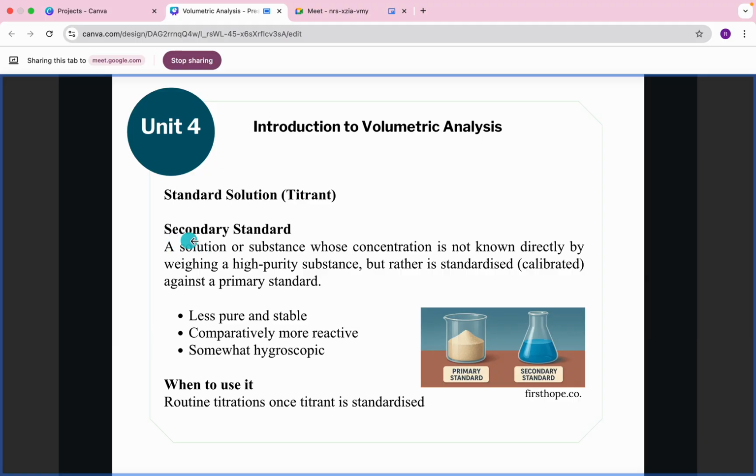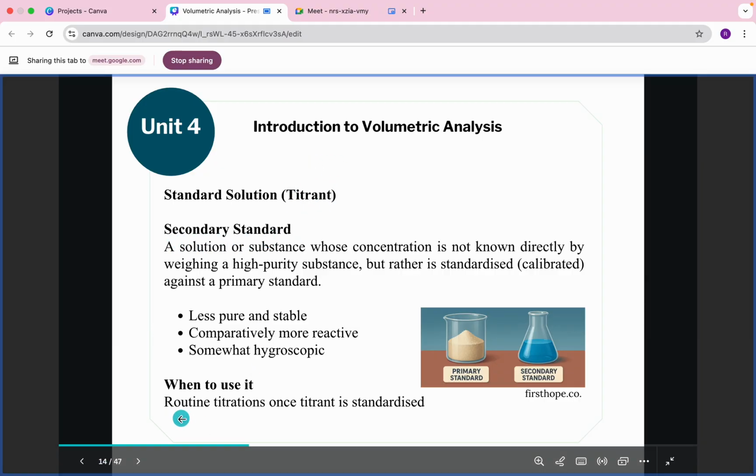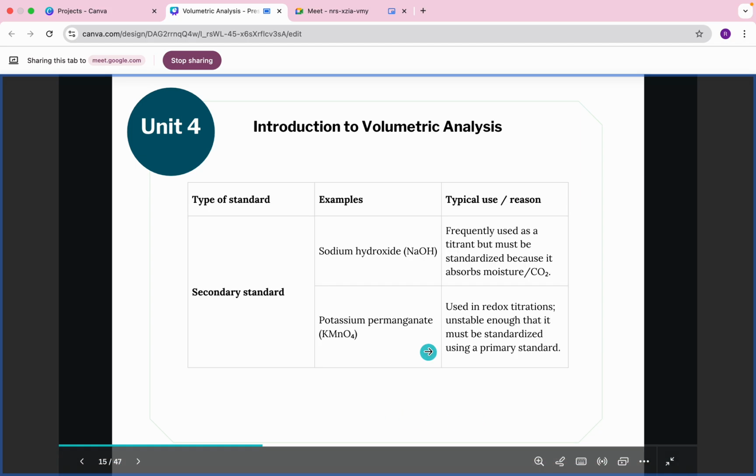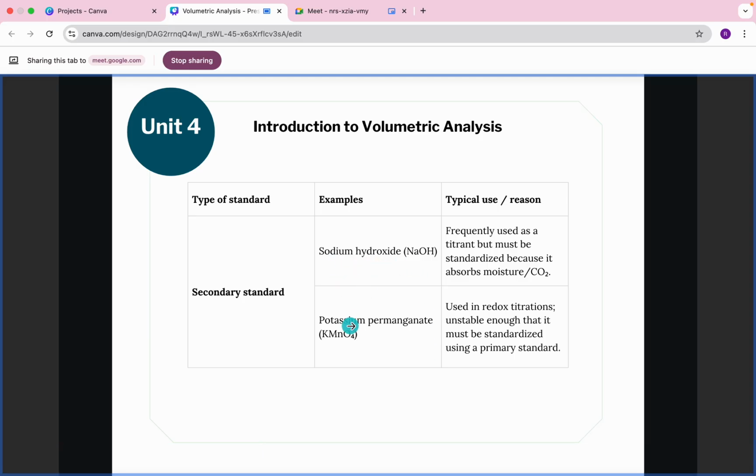And we use the secondary standard to prepare our titrants, and we can now use this to do routine titrations once the titrant is standardized. We also have examples of secondary standards. Here we have sodium hydroxide and potassium permanganate. Sodium hydroxide is commonly used in acid base, and potassium permanganate is commonly used in redox titrations.